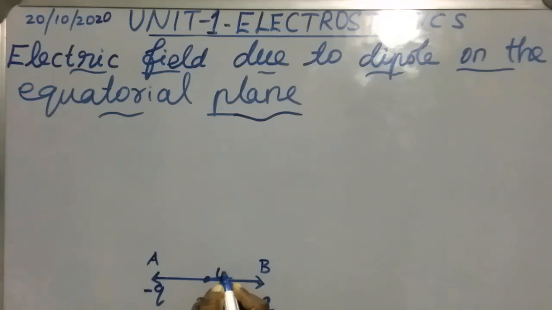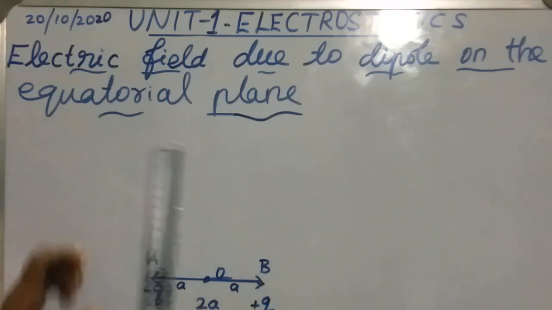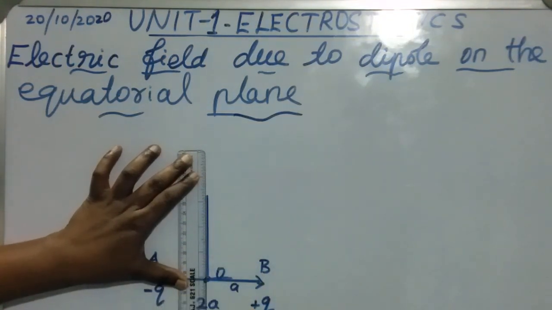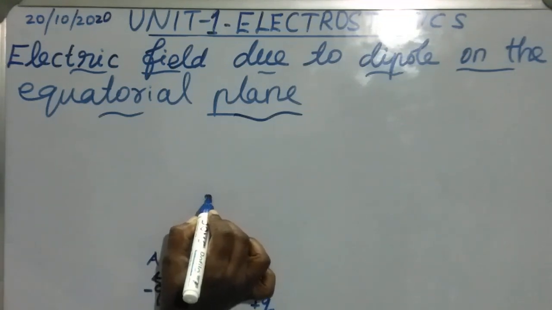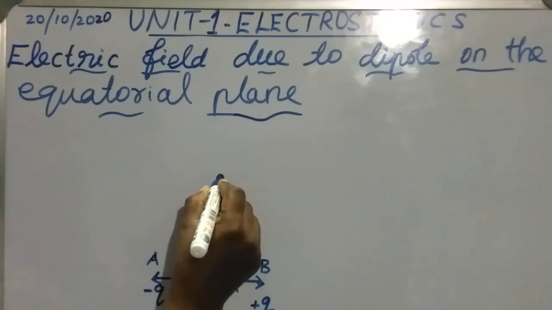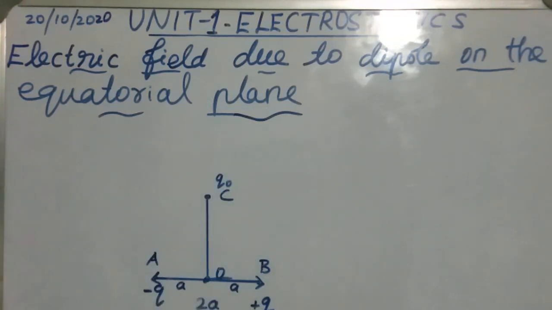The midpoint is O. Now the distance between A and O is a, and OB is a. Now, the equatorial line is the line which lies at equal distance from A and B. So this line will be the equatorial line. Consider a point C on the equatorial line. Now at C we place a test charge Q0. Now this charge experiences an electric field due to plus Q, which is E plus.